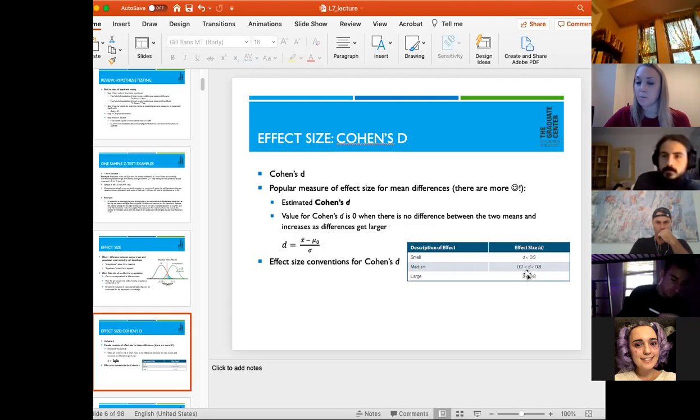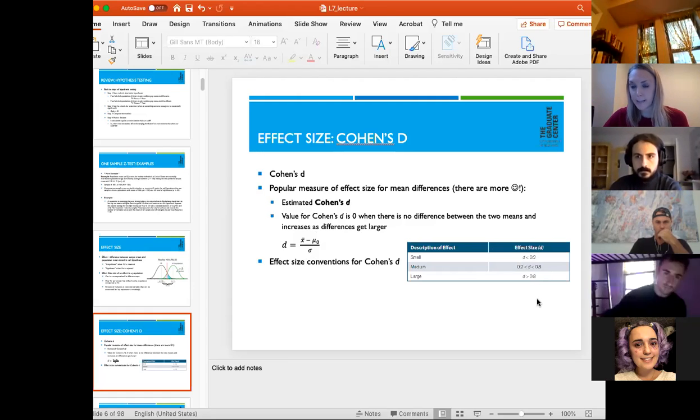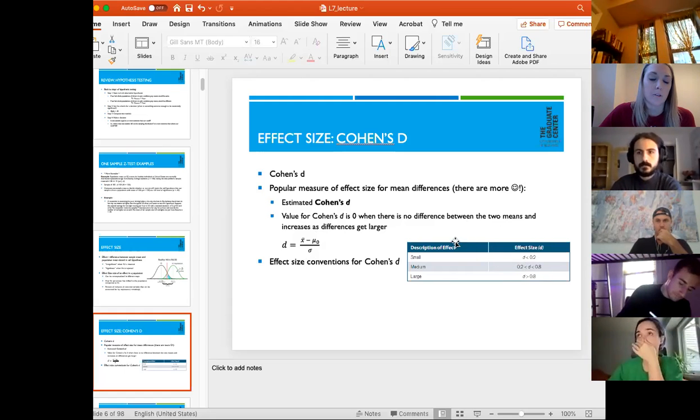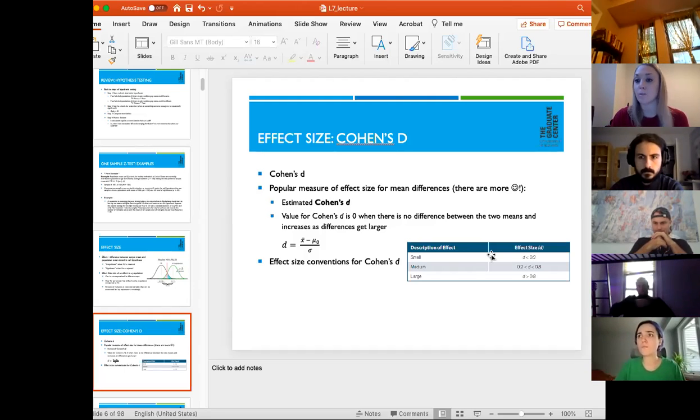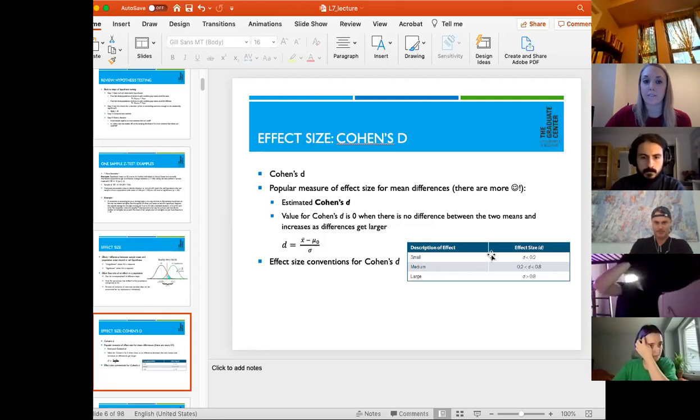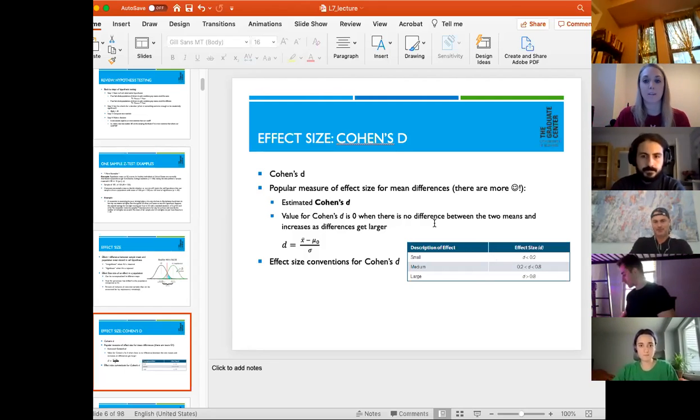Between 0.2 and 0.8, it's considered a medium effect, and greater than 0.8, it's considered a large effect. I will go ahead and tell you, in psychology most of your effects are probably going to be small to medium because we're limited in the sample sizes that we can collect. Whenever your data is noisier, you have a higher standard deviation, your effect can be smaller, and also the effects that we study in psychology tend to be smaller. They tend to be very nuanced differences.